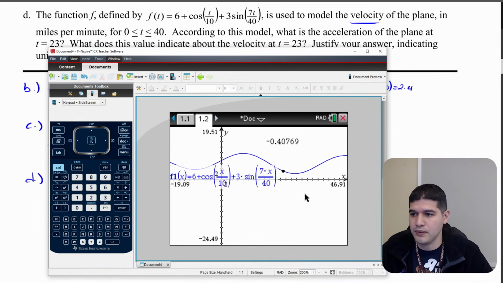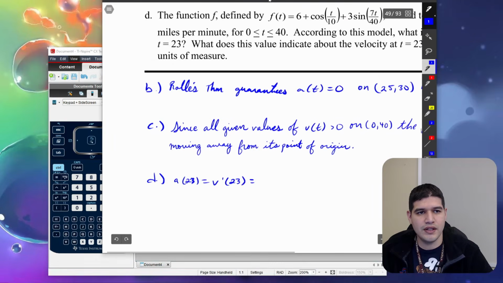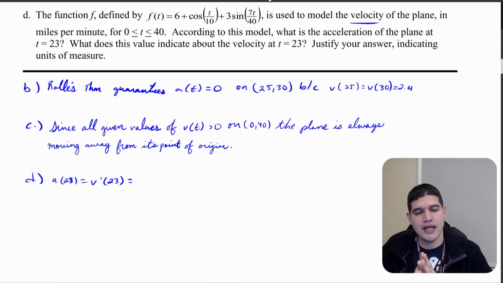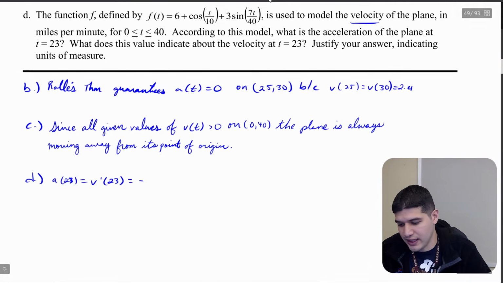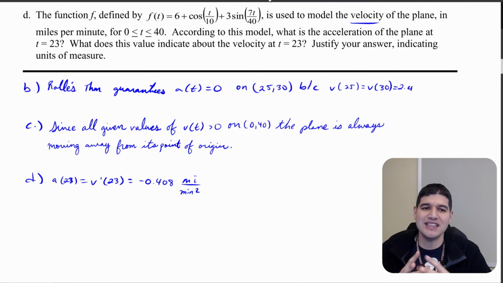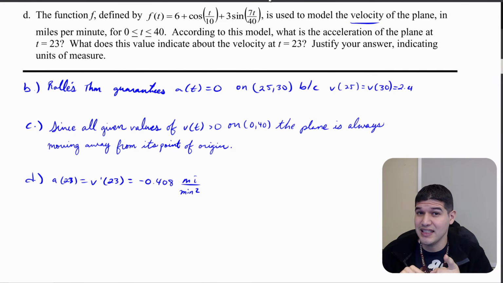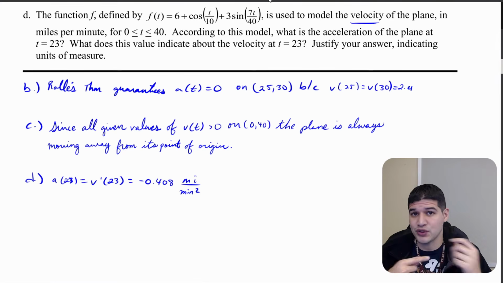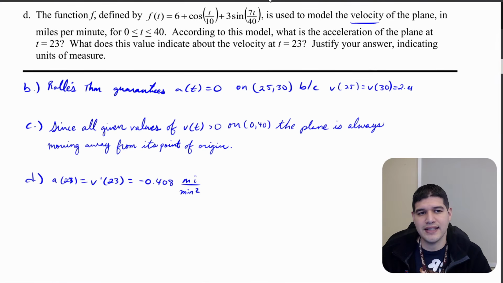Let me just drag that up, and I get negative 0.40769. Again, 3 decimals is necessary, but 4 is always preferred if you can do it. So I'm going to write down that we got negative 0.408. And what are our units of measure? Well, just like before, we know that this is miles per minute squared. So what does this value indicate about the velocity at t equals 23 minutes? Notice that this is a question about velocity and not about speed or whether things are speeding up or slowing down. It's just, what does this say about velocity?